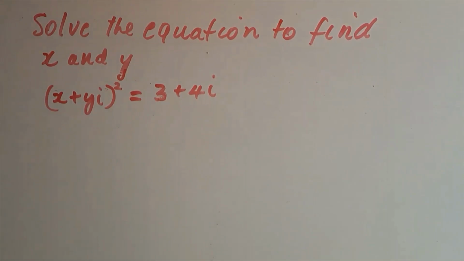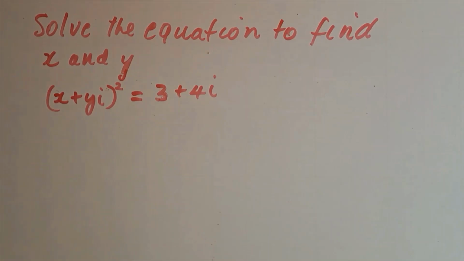Here we have another one here. (x add yi) squared is equal to 3 add 4i. Well, the first thing that comes to mind is that the left hand side needs to be simplified in order for us to see what's going on, because it's a complex number squared.